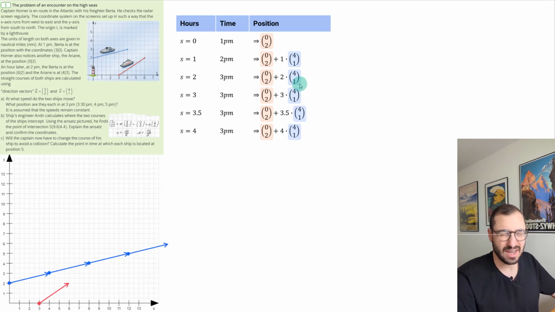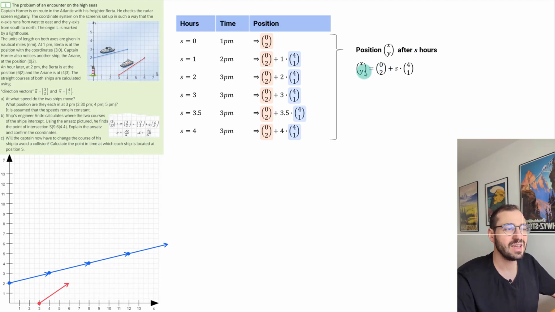So in general, we can set up a general equation that gives us the position as x, y coordinates after s hours, and this is given by this equation here. (x, y) is equal to the vector (0, 2) plus s times the vector (4, 1). This again, here is the starting position of the ship, and the second vector, so the vector (4, 1), tells us the direction of the ship. So with this equation, we can describe the course of the ship along a straight line.